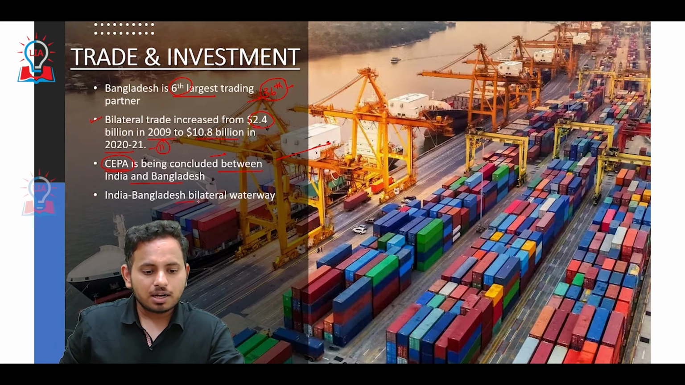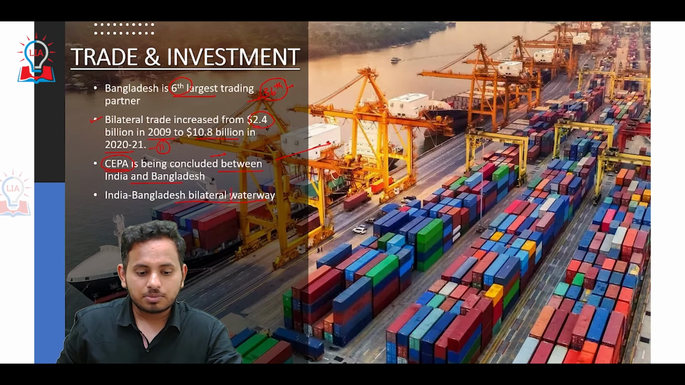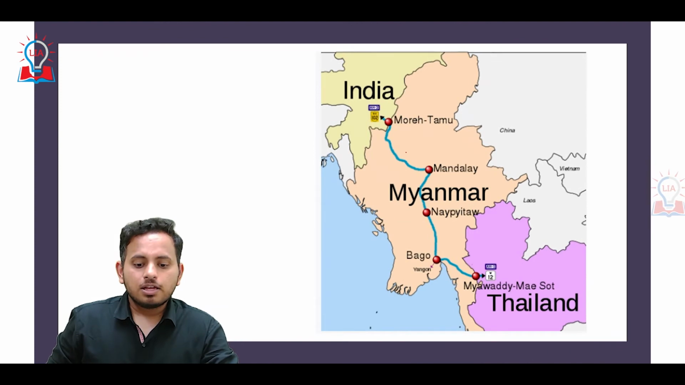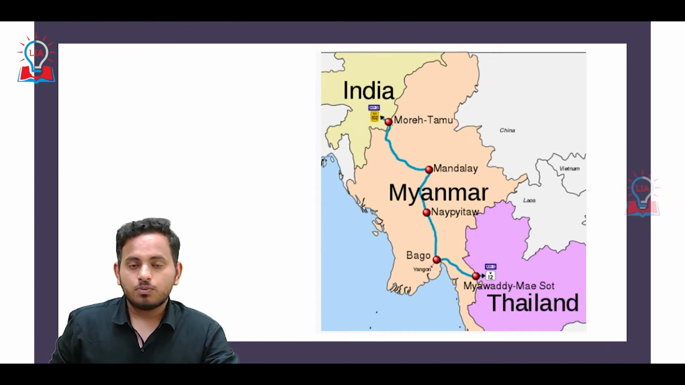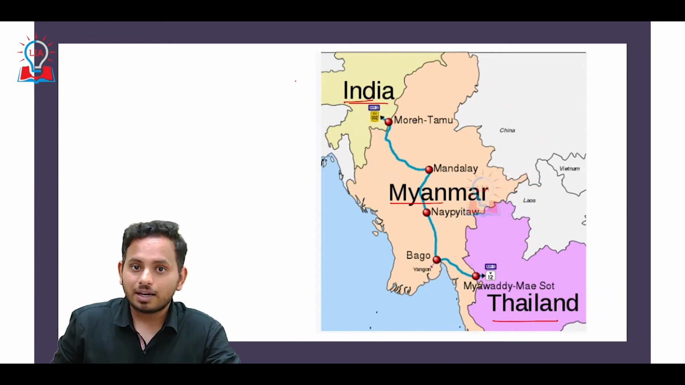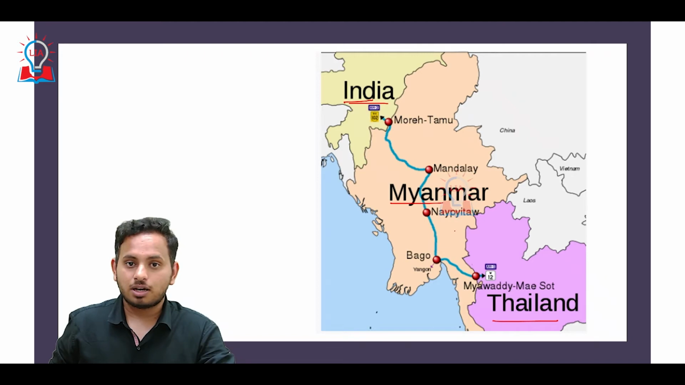So the India-Bangladesh bilateral waterway is something very crucial for the relationship in the near future. Here you can see the next one, with respect to investment and connectivity, that Bangladesh is crucial because India, Myanmar and Thailand are signing a trilateral connectivity agreement between these three countries.